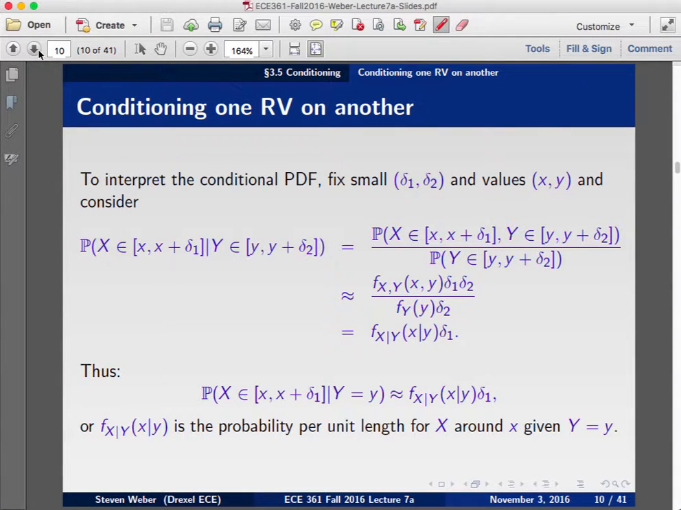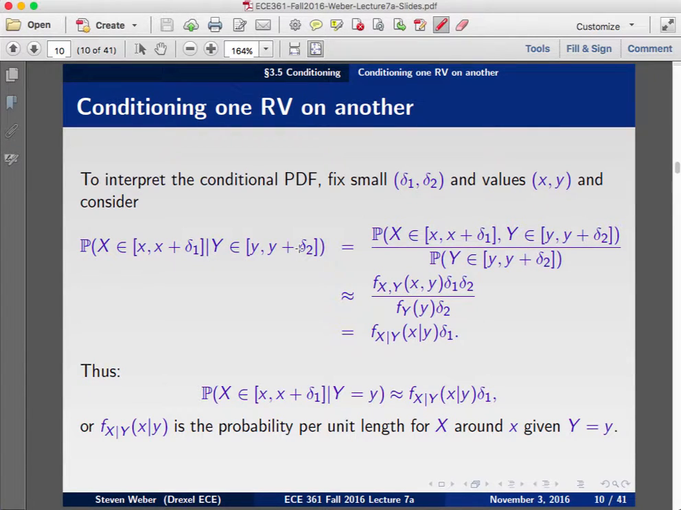So we want to talk a little bit about how to interpret the conditional probability density function, and in the last lecture we appealed to this notion of a small rectangle or small square on the xy plane at some point xy with side lengths delta. Now suppose we want to interpret the conditional probability that the continuous random variable x lies in a small interval, namely x to x plus delta 1, given knowledge that the random variable y is in the interval y to y plus delta 2.